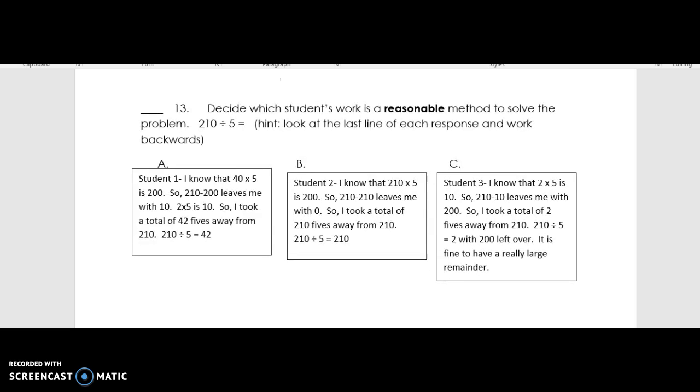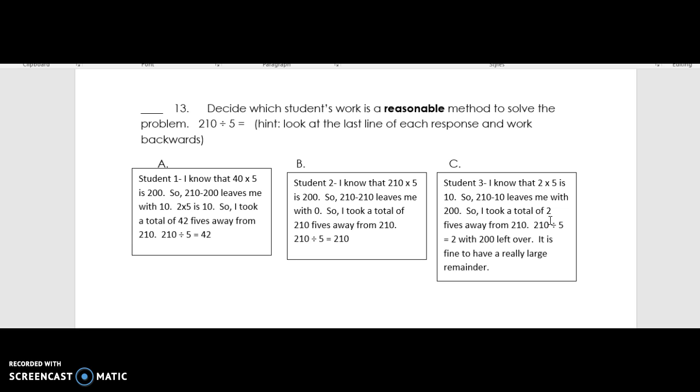Number 13. Decide which student's work is a reasonable method to solve the problem 210 divided by 5. Hint, look at the last line of each response and work backwards.